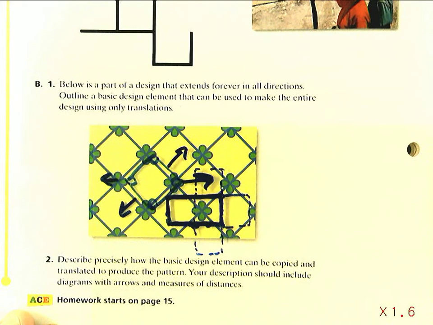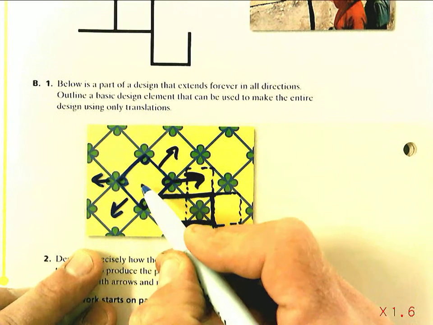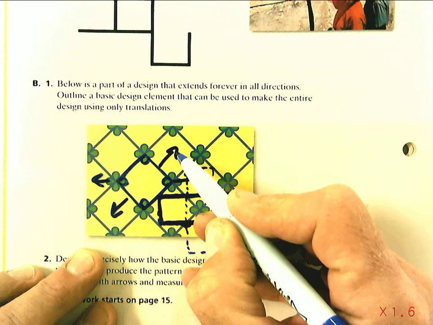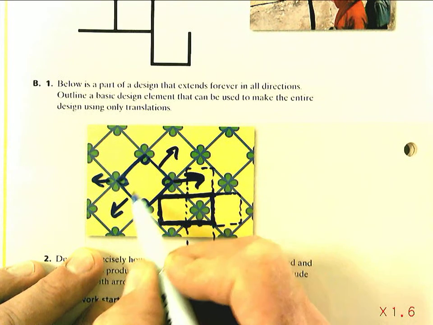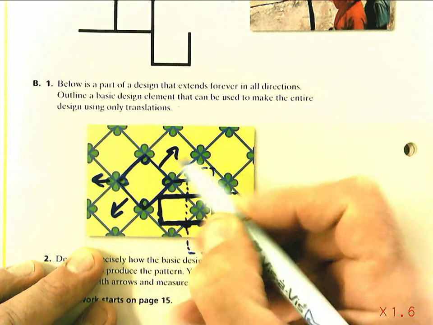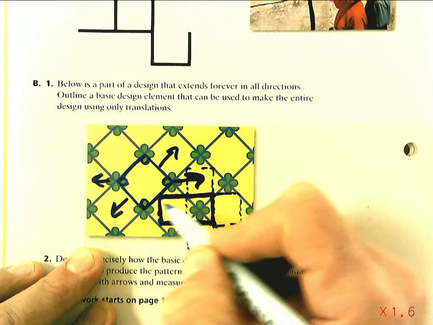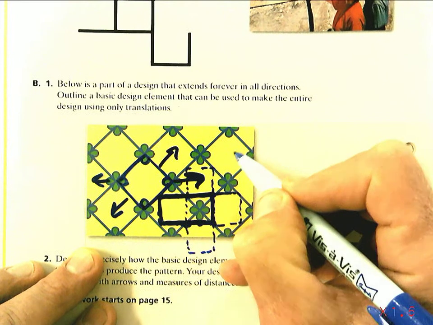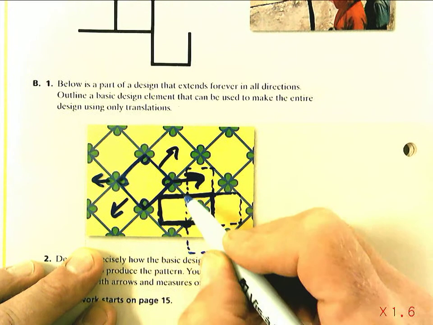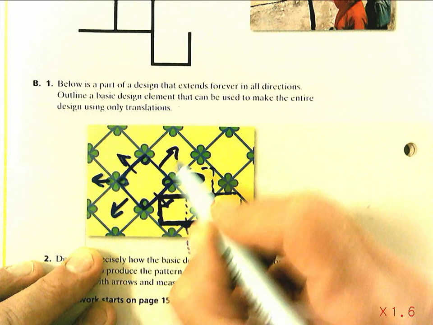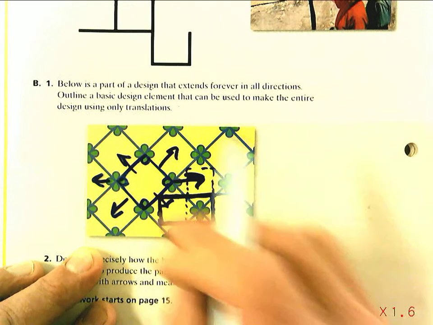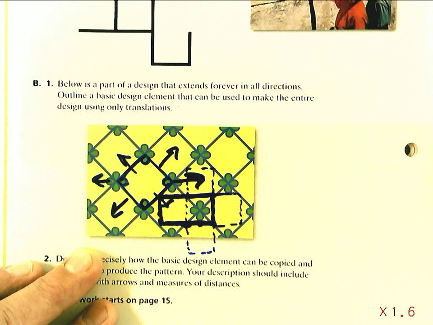If we were to describe precisely how the basic design element can be copied and translated to produce the pattern, then we want to say, well, we start with this image and we move it up to the right and over to the right, or to the left and down to the right. We have to do it in two directions. If we only do it one way, we'd have to actually describe that we're going to move it down and over as well. So we've got to cover the whole page by moving it in multiple directions. We have to cover all of these different spaces with this. So stamping it over and over again, left to right, up and down, will give us a copy of the basic design element.